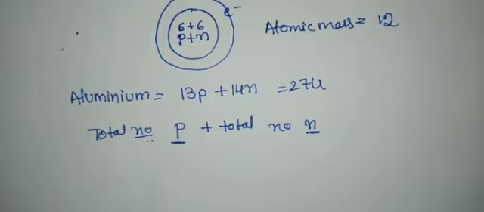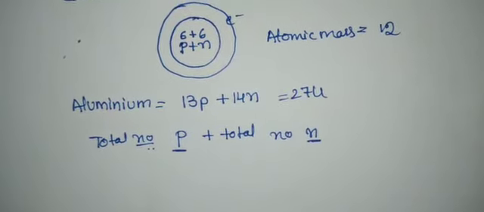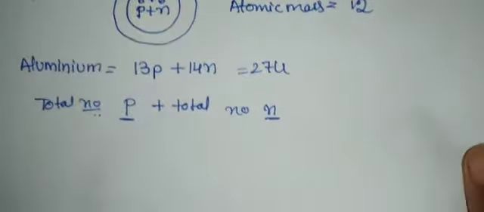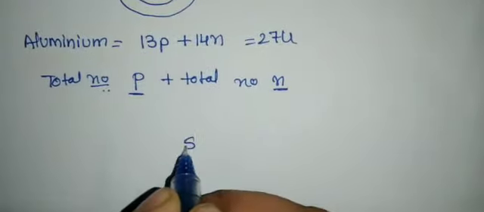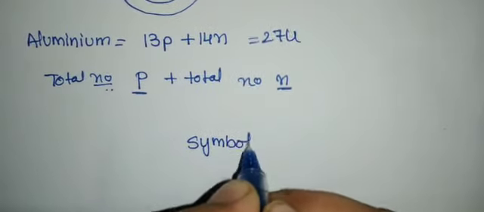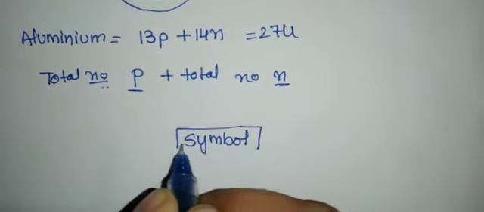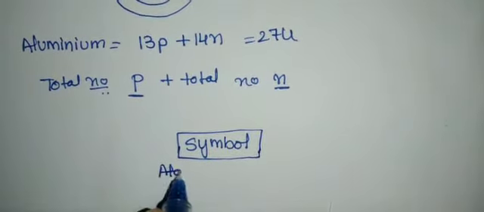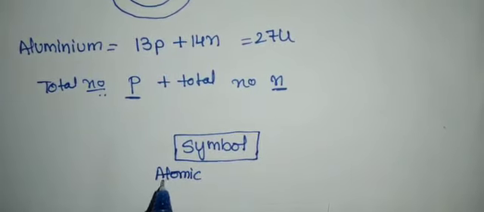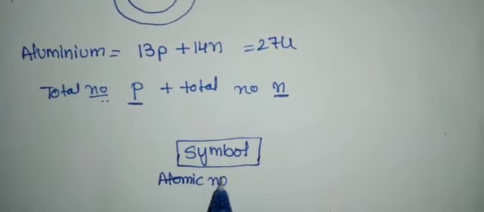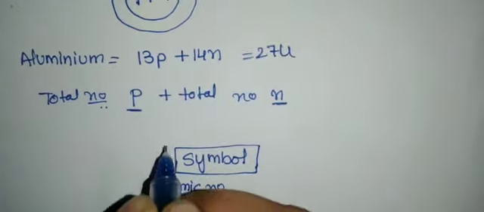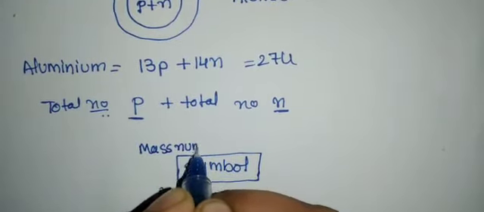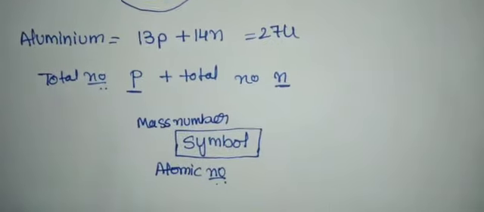In the notation for an atom, the atomic number, mass number and symbol of the element are written like this. I'll show you. First, the symbol has to come here. You can check the periodic table. The symbol of an element will come here and the atomic number will come at the left bottom. Next, at the top of that, the mass number. Like this only you have to write.